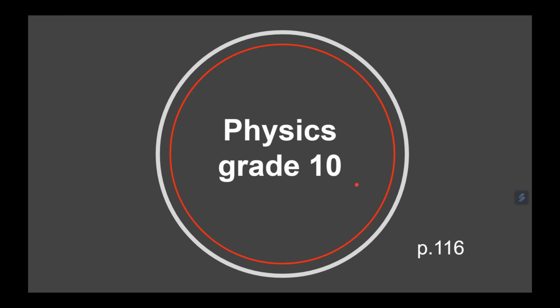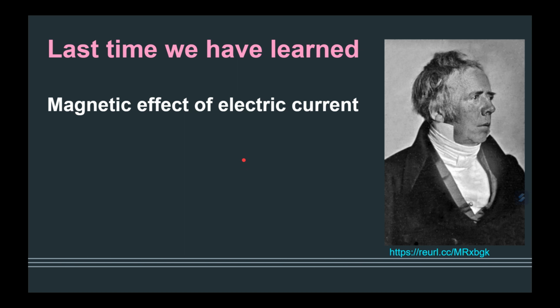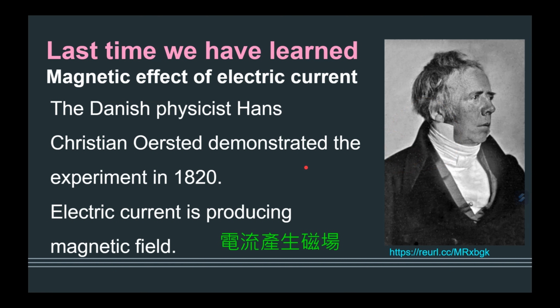Before we start our lesson today, I want to review some topics. The topic we have learned before is the magnetic effect of electric current. So you can ask yourself, who is he and what is this effect? I think everybody is familiar with this effect, so I need to emphasize who he is. He is the Danish physicist Ørsted, who demonstrated the experiment in 1820, and it says that electric current can produce a magnetic field around it.